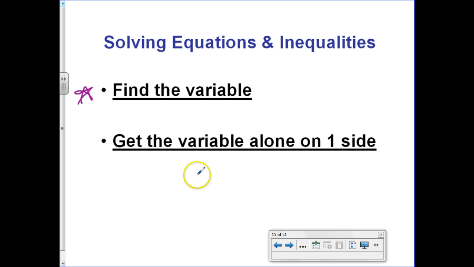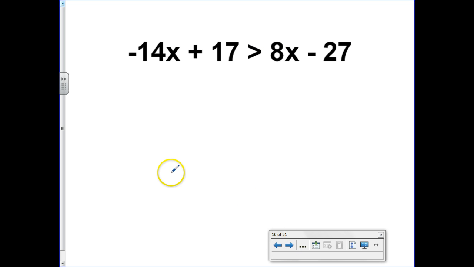And then you're going to have to use all of the legal strategies and moves according to our properties to get that variable alone on one side of the inequality. It really does not matter which side you get the variable on. It's personally your choice. But I'm going to show you just a few examples, and we'll tackle them a couple of different ways, and then you choose which way you prefer to solve. So let's start with this first one.